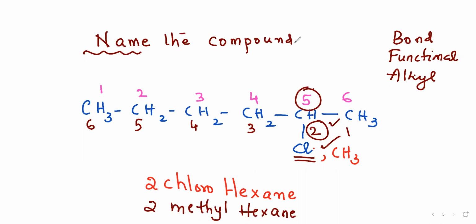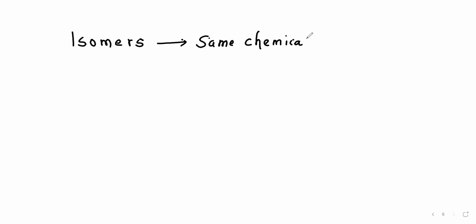One of the repeated questions from this is, what are isomers? Isomers are compounds which have the same chemical formula, but different structure.